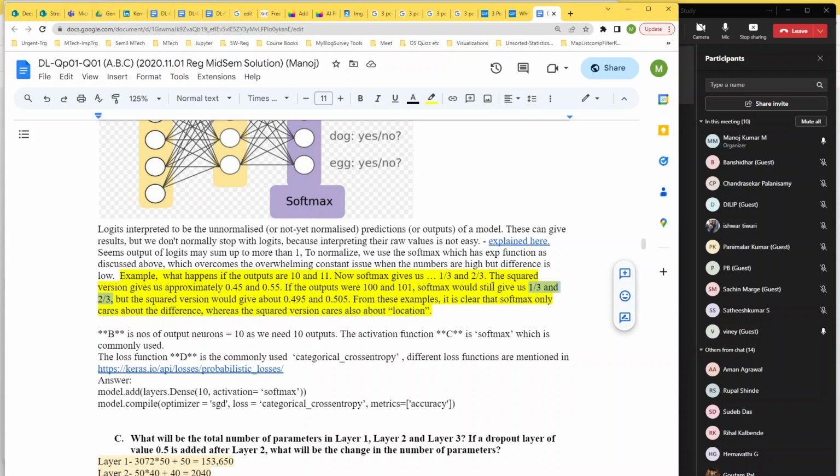Does anyone have any doubt on this one? This softmax thing, anyone has doubt? It's okay. Okay, so what is the difference between this? If you have here 1000 and 1001, the difference between them will be very small, right? But softmax will again give 33 and 66, because it is exponential. It will remove the constant issue. So from this example, it's clear that softmax only cares about the difference, whereas the squared version cares about the location.